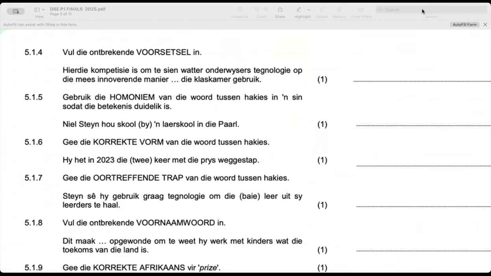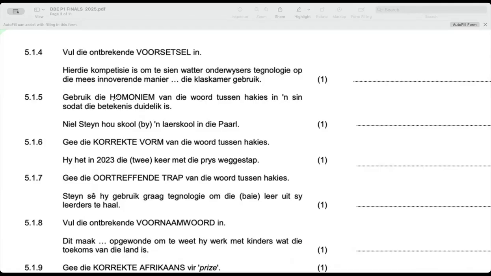Voorzetsels, remember voorzetsels, prepositions, can either be literal or figurative. And so what you need to work out here is, are they asking a literal voorzetsel or a figurative voorzetsel? And you would read the sentence. So, hierdie kompetisie is om te sien watter onderwysers tegnologie op die mees innoverende manier klaskamer gebruik word. So this is literal, and it would be in the classroom.